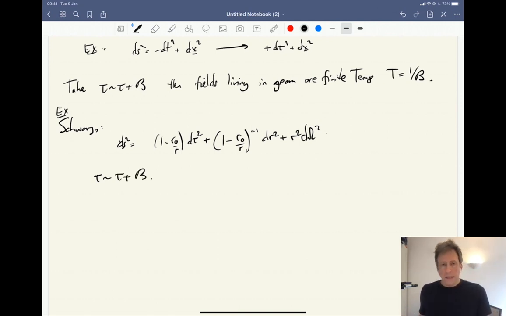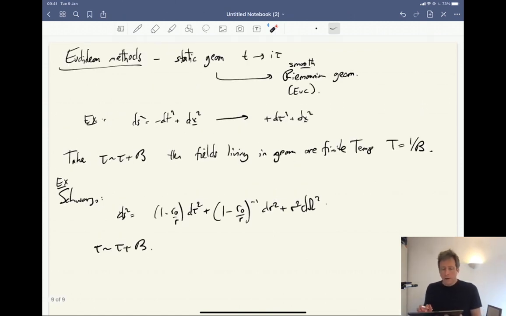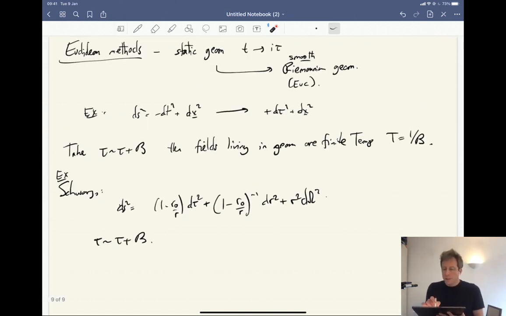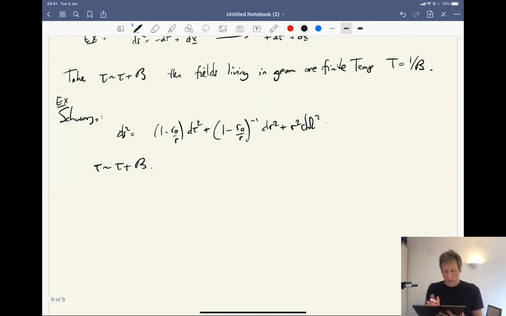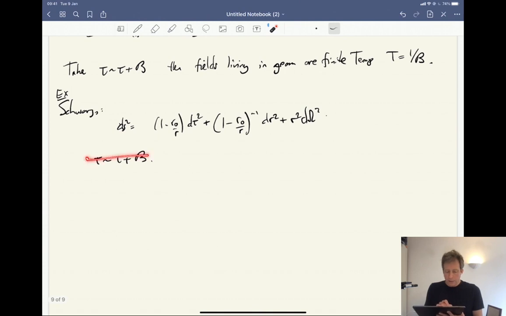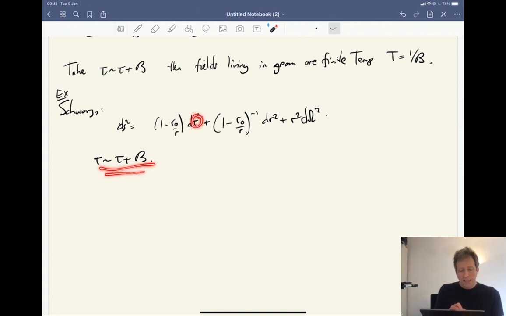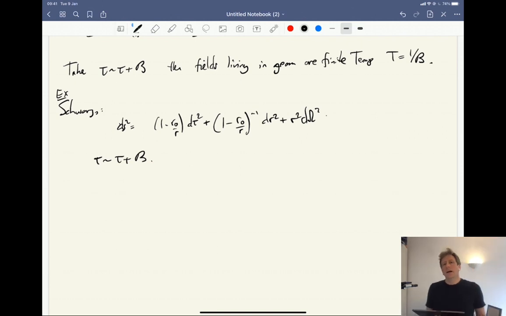Now, in the Euclidean methods, we want the geometry to be smooth. Here, it turns out that if you don't do this, this geometry is not smooth at what would have been the horizon, r equals r naught. But we can make it smooth by compactifying tau with exactly the right period, and there's only one period that'll do that. What is that period? Well, it's the inverse Hawking temperature.